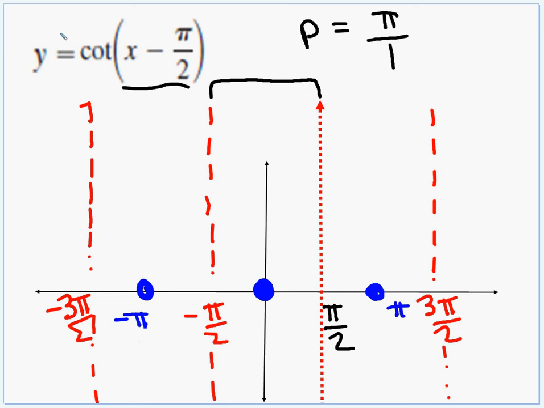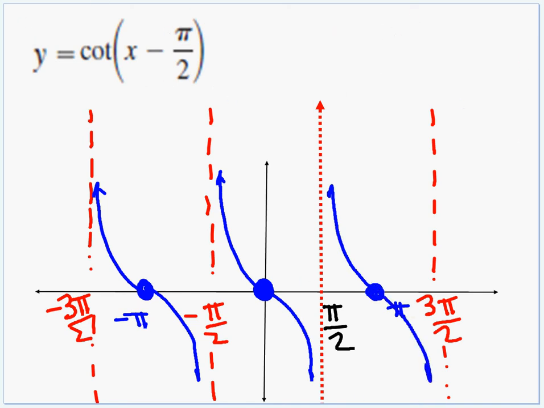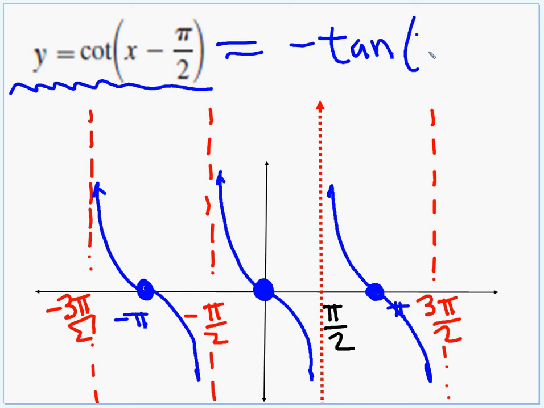Now, if it's cotan, remember cotan is going to go, if it's positive, up to the left, down to the right, up to the left, down to the right, and up left and down right. So as I sit back and bask in the glory that is this graph, the cotan of x minus pi over 2 is exactly the same as the negative tan of x. If I asked you to graph negative tan x, this is the exact same graph you would come up with.